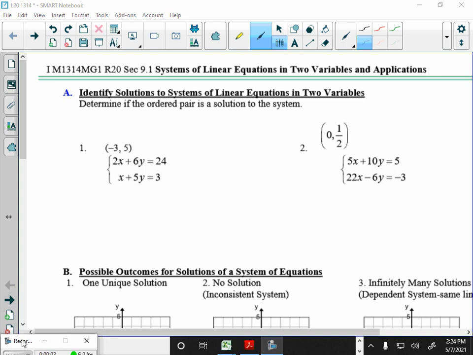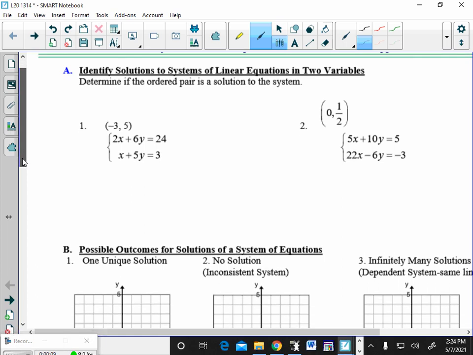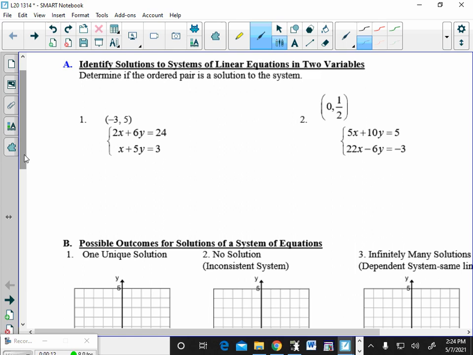Let's go ahead and begin with identifying solutions to systems of linear equations in two variables. So we will be determining if the given ordered pair is a solution to the system. The first thing we want to note is that x and y are given here as -3 and 5. In order to be a solution to the system, -3, 5 has to satisfy both equations.